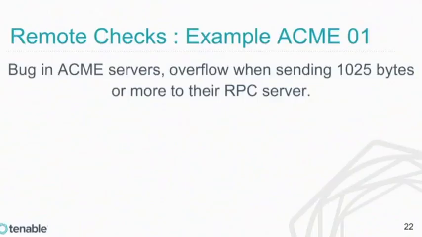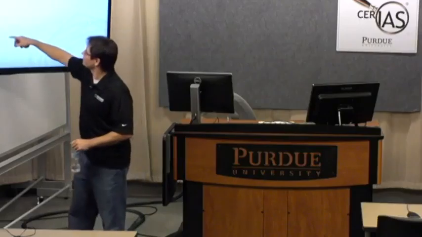All right, so this is a little bit of an example of doing a remote check using Acme's nice little 01 product. So the CVE said that sending 1025 bytes to an RPC server will crash it. That's a good CVE for us because it tells us what we need to know and it's telling us where it goes.